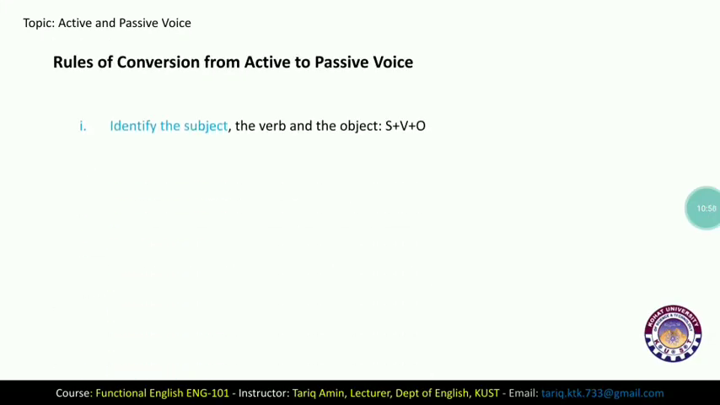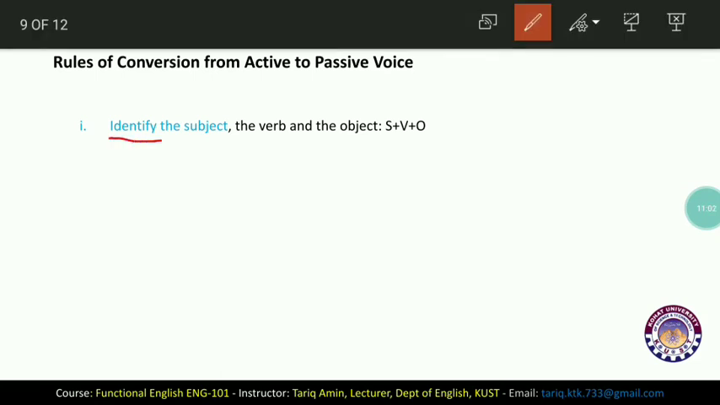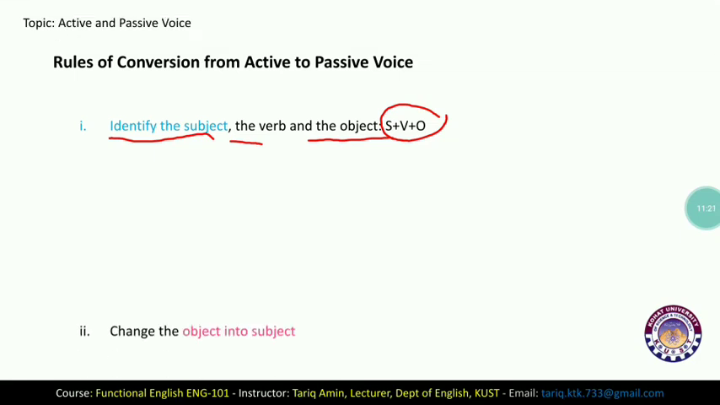Okay, now there are some rules of conversion from active voice to passive voice. The very first rule is to identify the subject, the verb, and the object. That is SVO. First of all, you need to identify the subject of a sentence, the verb of a sentence, and the object of a sentence. The very first step is this, if you want to convert a sentence in active voice into passive voice.